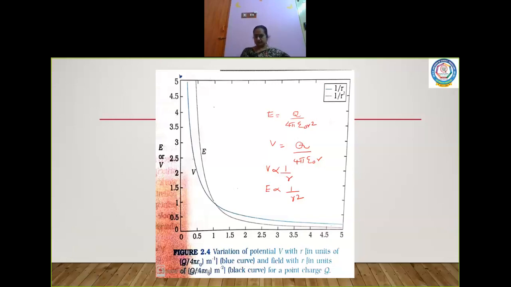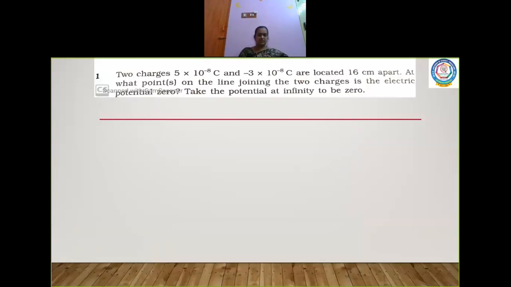Now with this, I'm going to discuss two problems here based on the topic, so that you will be very clear, right? Now look at the problem. Let me solve this fast. Two charges 5 into 10 power minus 8 coulomb and minus 3 into 10 power minus 8 coulomb are located 16 centimeter apart. So first let me draw the diagram.